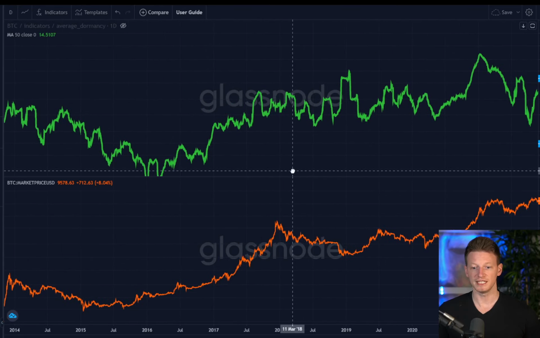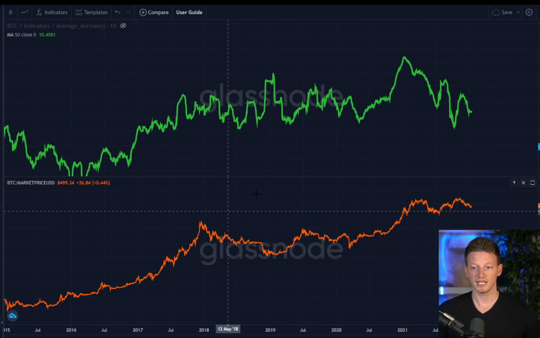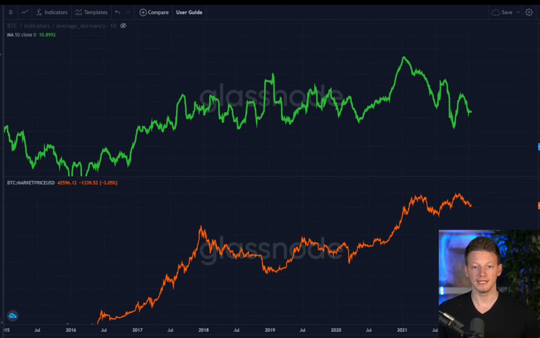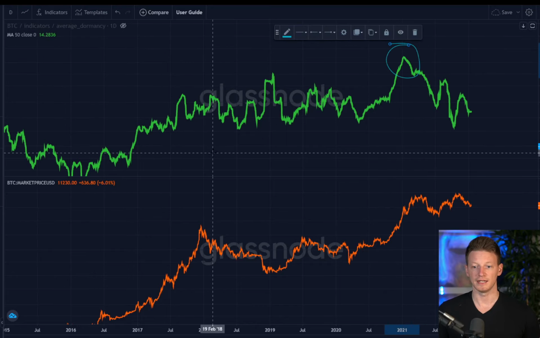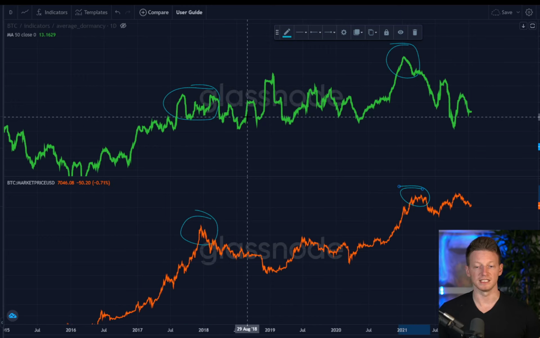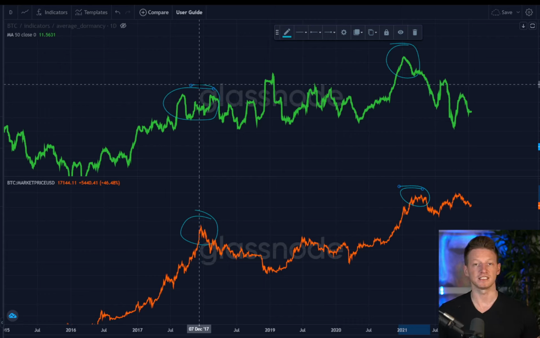And there's a couple key things that you need to see here. So first of all, notice how the dormancy is in green. Orange is price of Bitcoin. Notice how we hit these peaks. So we have a peak here, and in general, we have a peak up here. What this means is that during these times, remember, high dormancy indicates long-term holders are selling.